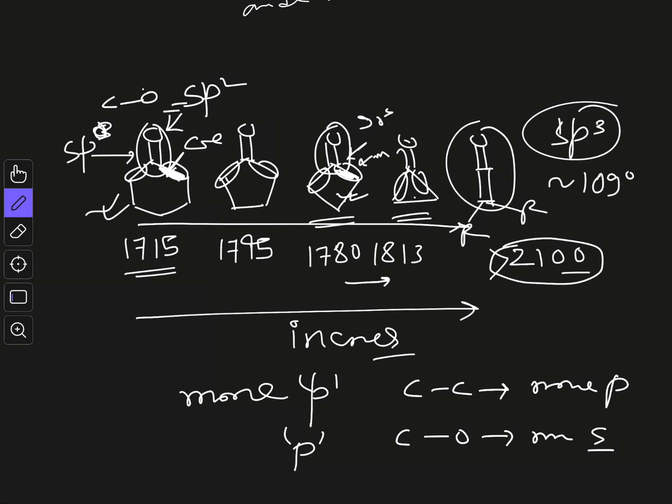So this is a kind of anomaly. If we consider only this S character, P character argument, there is the Bent's rule. So there is a better explanation which I will come to in a moment, but for now you just know that this is the generally accepted explanation, and in most of the books you will find it: as the S character increases in the C=O bond, the bond is strengthened, and that's why the stretching frequency increases.